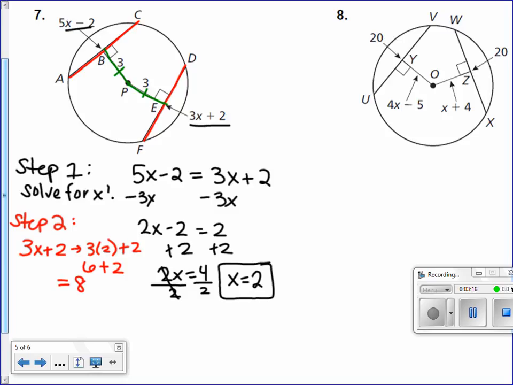Now this one's a little bit different than the ones that we did in class. That 8 is giving you an entire chord. So like A all the way to C would be 8 units long. Now we want our radius here. So if you remember, we're going to set up this little right triangle up here. Here's our radius from P to C.